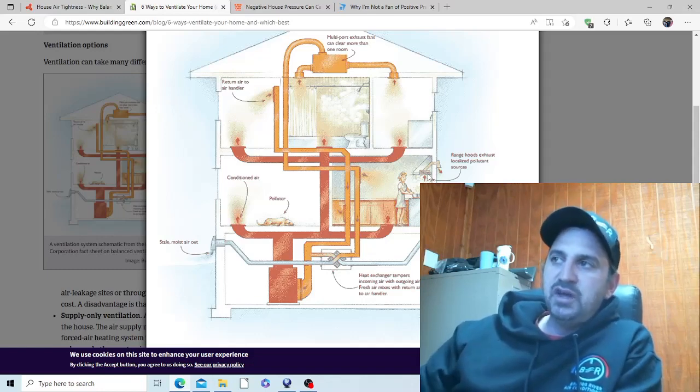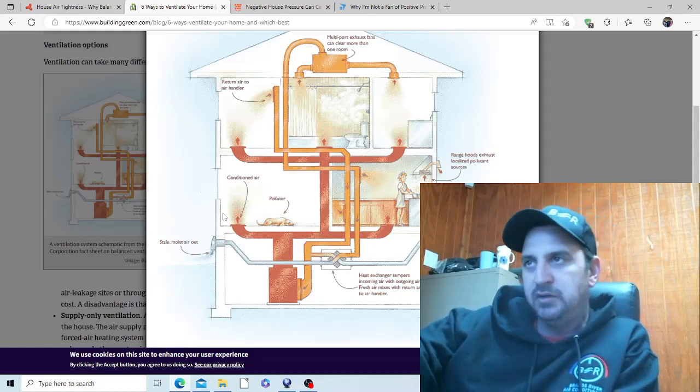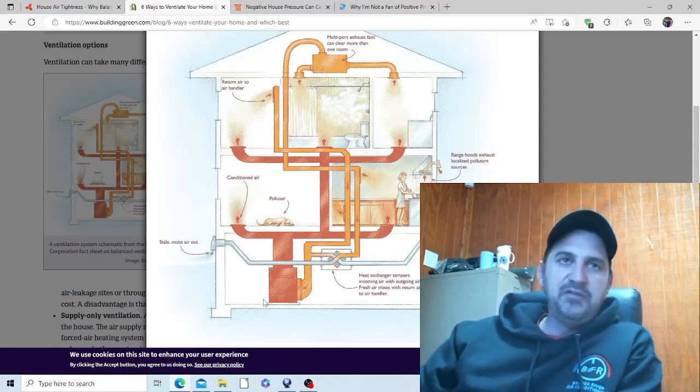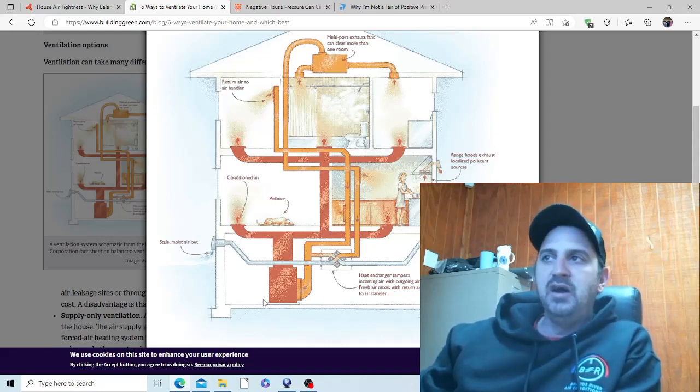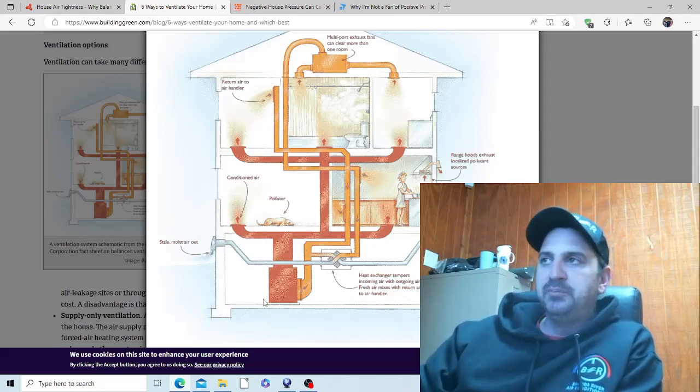So we suggest doing a balanced type system. You're bringing in fresh air, you're putting out all of the contaminated air. Your bathroom fans are set to come on without a switch to where they register humidity, and they're taking it out before it's a problem.